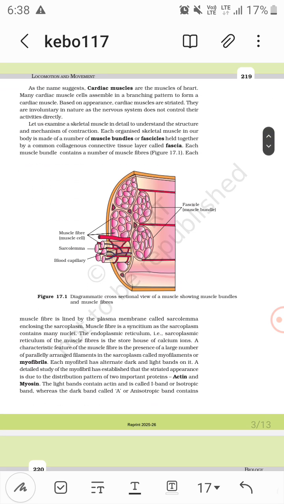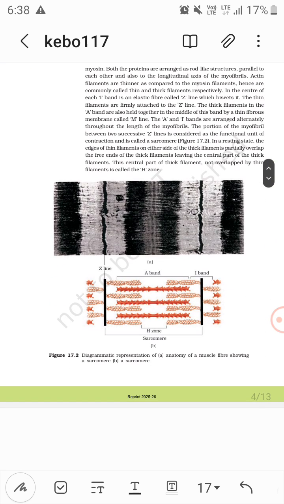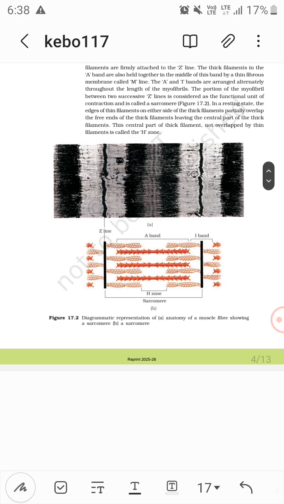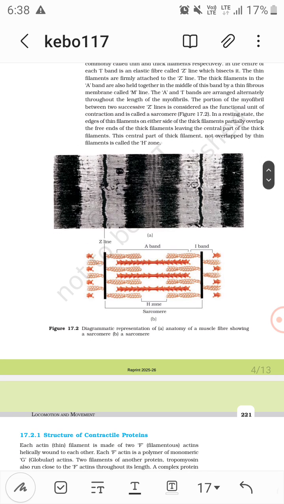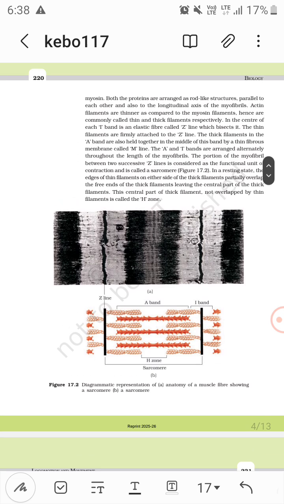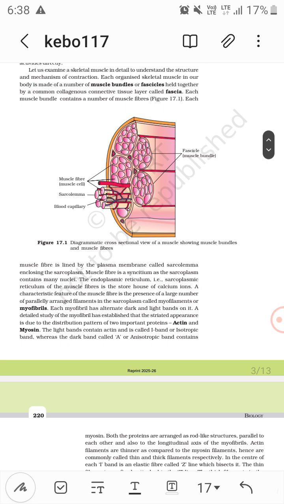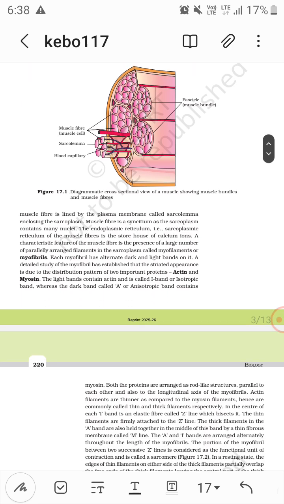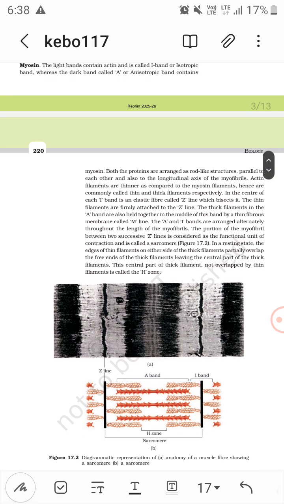Then the muscles have the sarcomere, which is the functional unit of contraction. Between the two I bands, that is, the isotropic band, there is one elastic fiber, the Z line, and there is the A band, that is myosin. The important thing is that the myofibril, that is the myofilament, has a striated appearance due to the distribution pattern of two different proteins, actin and myosin. I band is the isotropic band, A band is the anisotropic band. Okay, myosin.